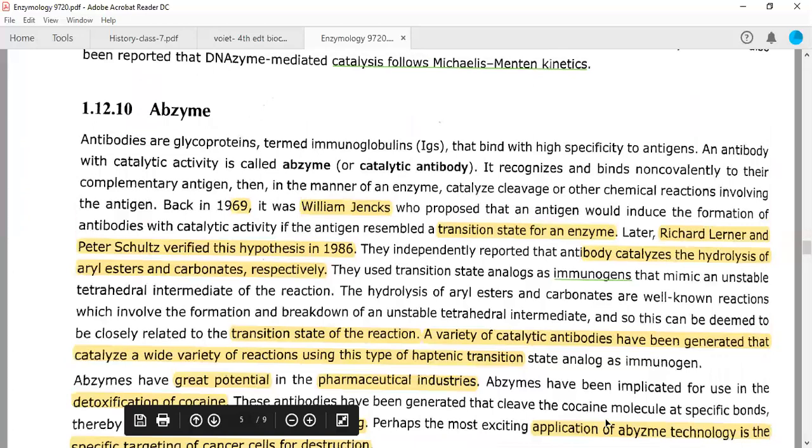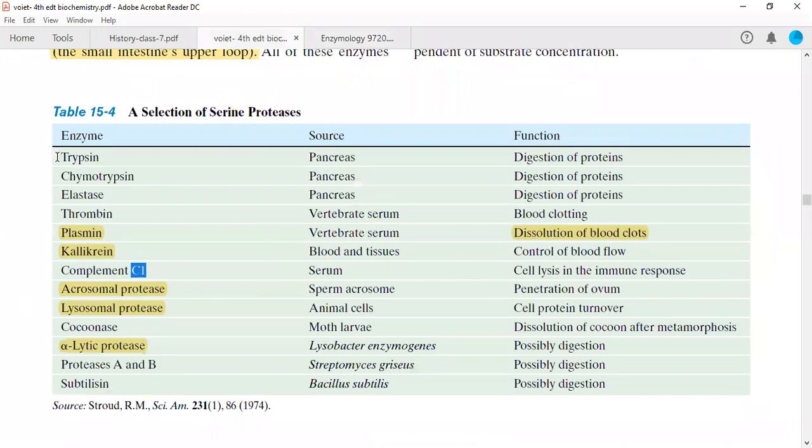So today we have learned many things. We have discussed that there are some specific enzymes, for example, aspartate proteases, which include HIV protease, pepsin, and renin. Then there is another family, serine proteases, which include trypsin, chymotrypsin, elastase, thrombin, plasmin, kallikrein, acrosomal and lysosomal proteases. All of these are serine proteases, and all the serine proteases have a catalytic triad.